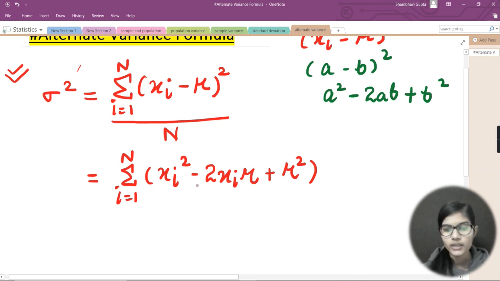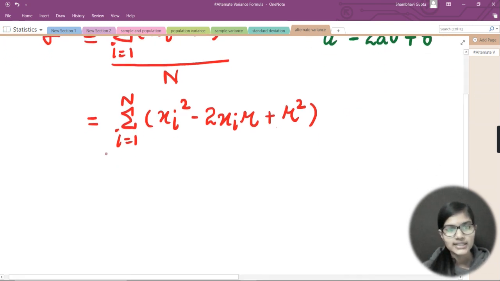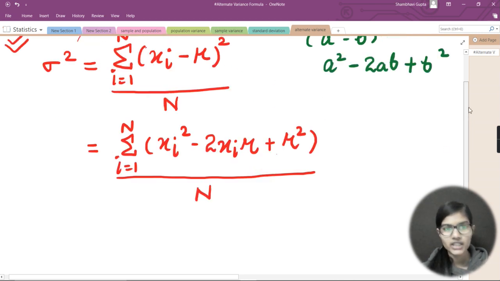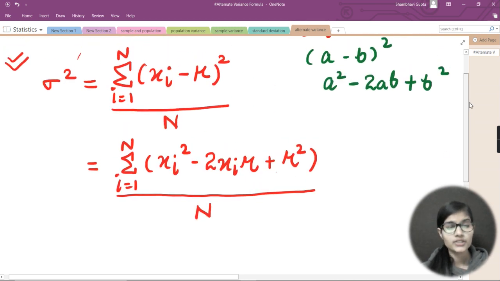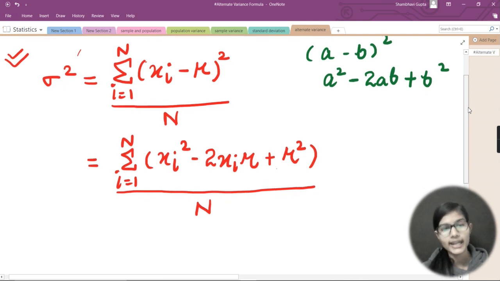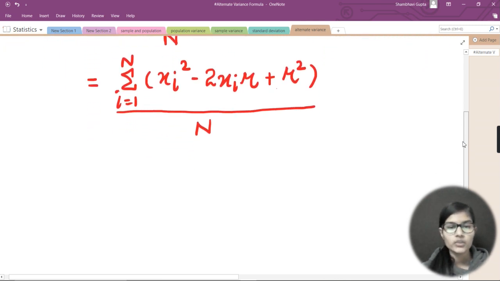So it's a square minus 2ab plus b square, right? And now I'm going to divide this whole by n. Our formula is: we write sigma square is equal to summation i equals 1 to n of (xi minus mu) whole square, whole divided by n. Okay, so this is the thing which I had done here.